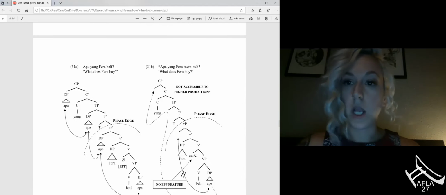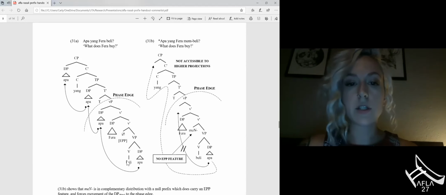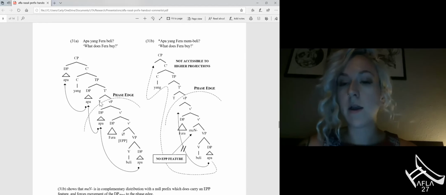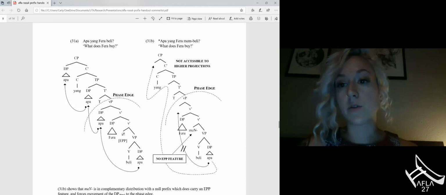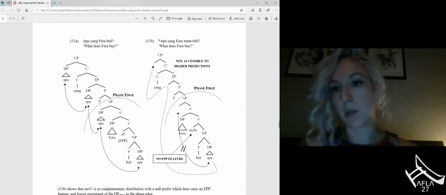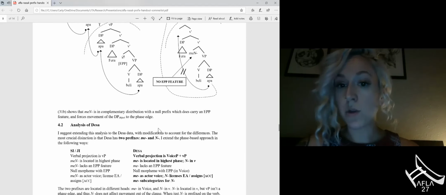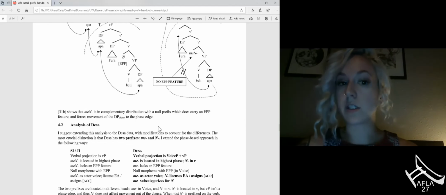So if we look at 31A compared to 31B, 31A is a grammatical construction without the nasal prefix. We see this null morpheme here in v. It has an EPP feature, and this allows the object to move up and thus be accessible to this higher phase. But in 31B, when the nasal prefix is here, it doesn't have the EPP feature, and thus this direct object cannot move up and thus cannot be extracted. meN is in complementary distribution with the null prefix, and thus doesn't allow movement when the null prefix does.